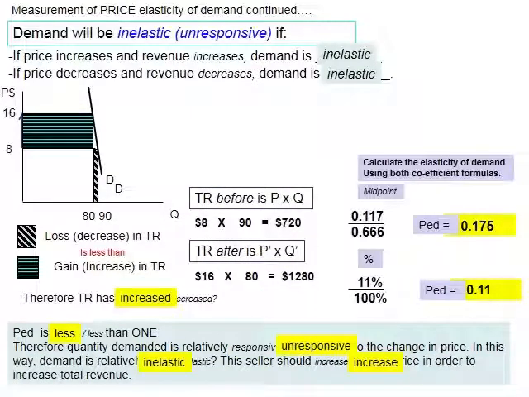In this one we can see that the price has gone up 100%, and quantity demanded is only decreased minimally, by a very small amount. And so using the revenue method, 8 times 90 is the revenue before, but the revenue after, of course, goes up to $1,280. So there's a significant increase in revenue. So the price has gone up and the revenue has gone up. So there we know demand is inelastic.